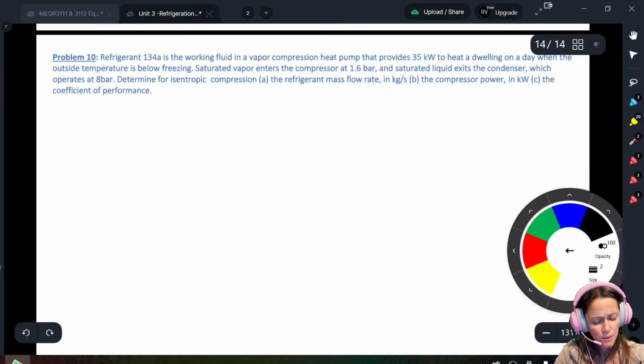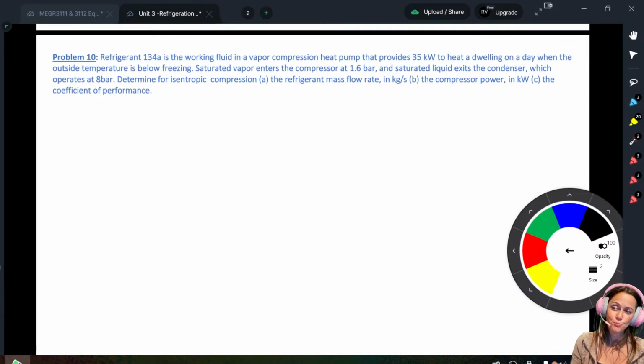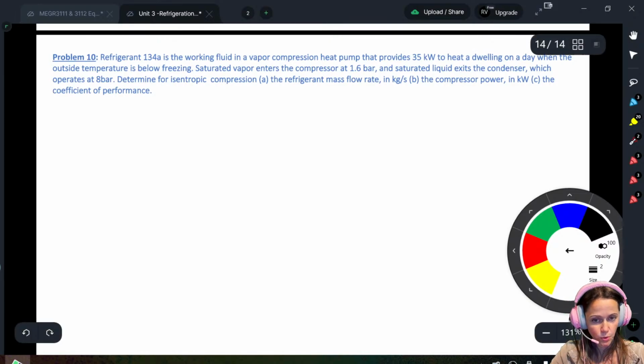I think most of the cycles that we've done are refrigeration cycles. We call them a refrigeration cycle, and the only thing that's different is we refer to refrigeration capacity, which is the rate at which heat is coming into the cycle from that refrigerated space. And then we define our COP based on that refrigeration capacity. Problem 10 refers to a heat pump. So, yeah, let's write this.